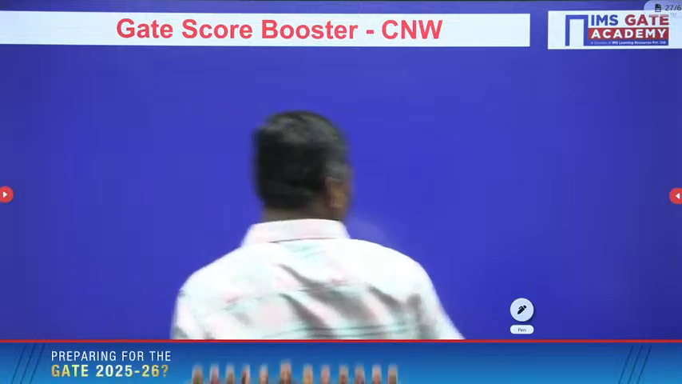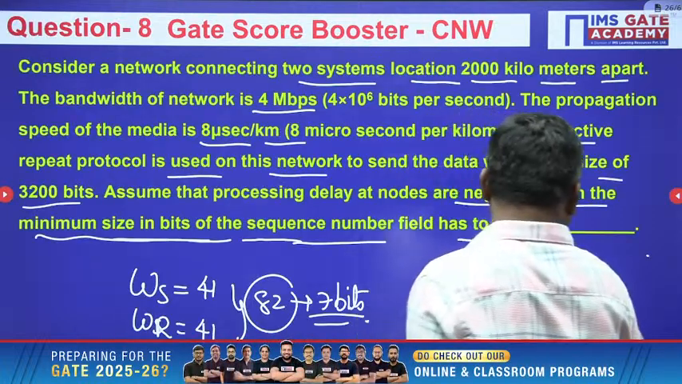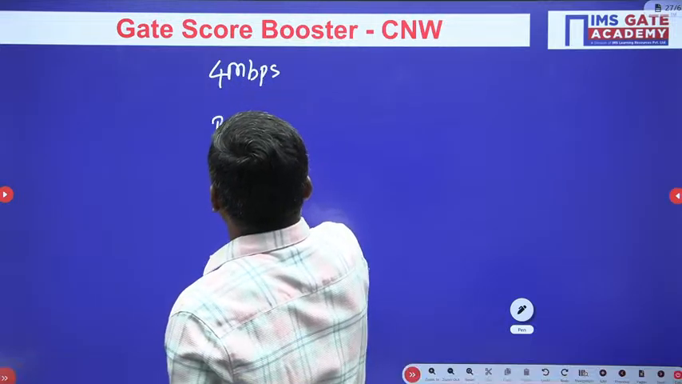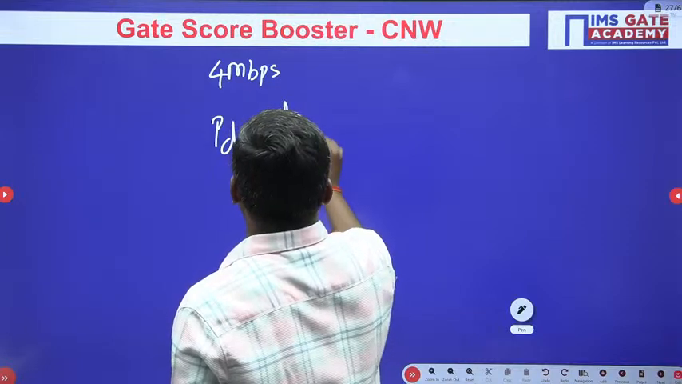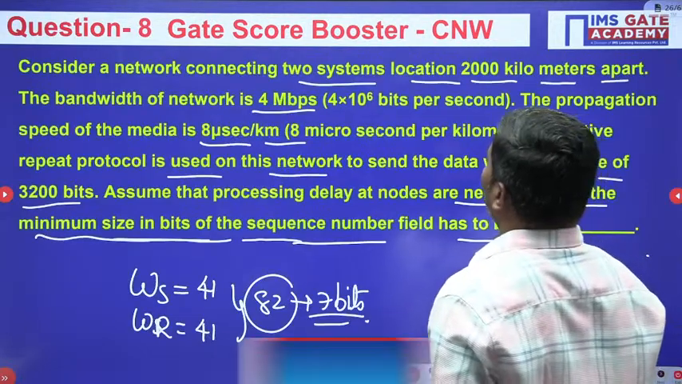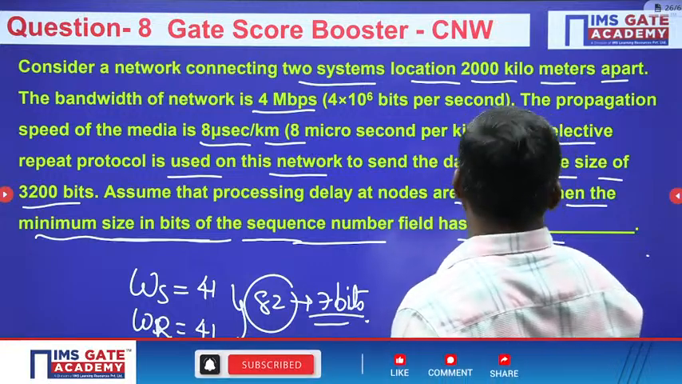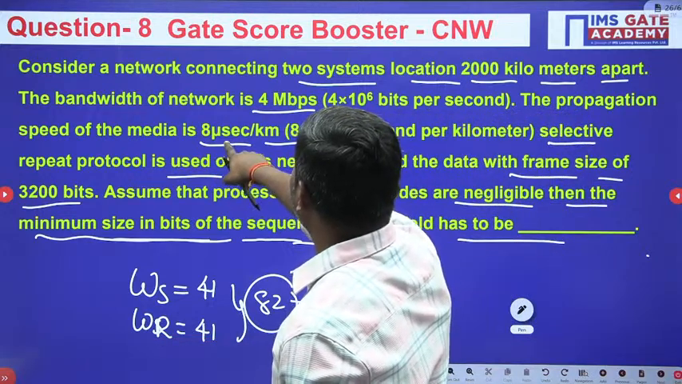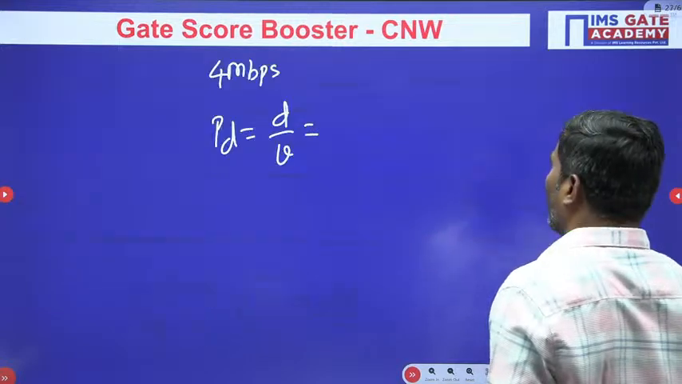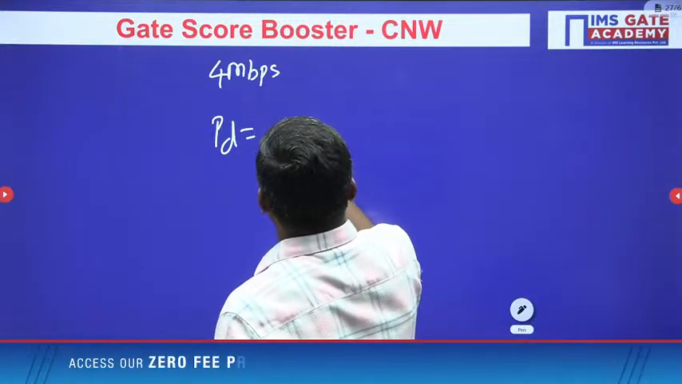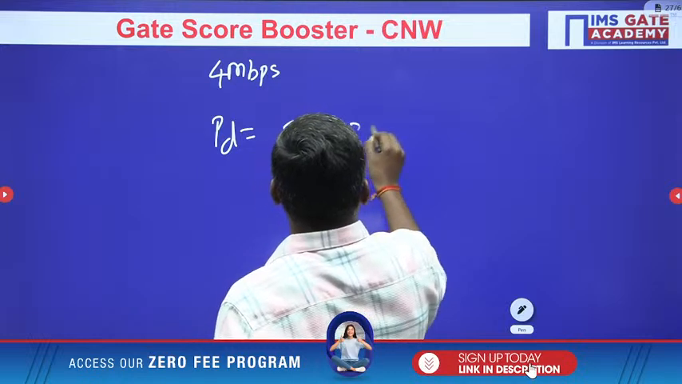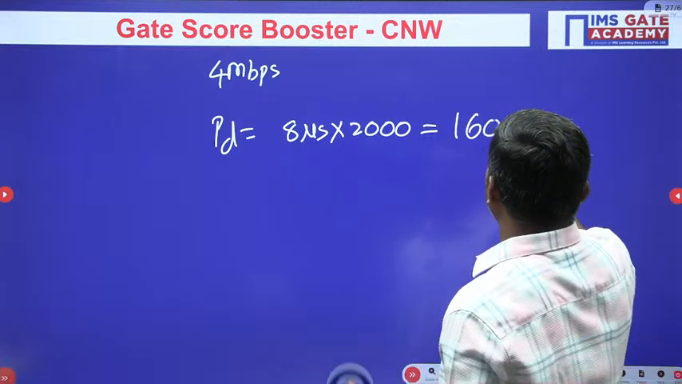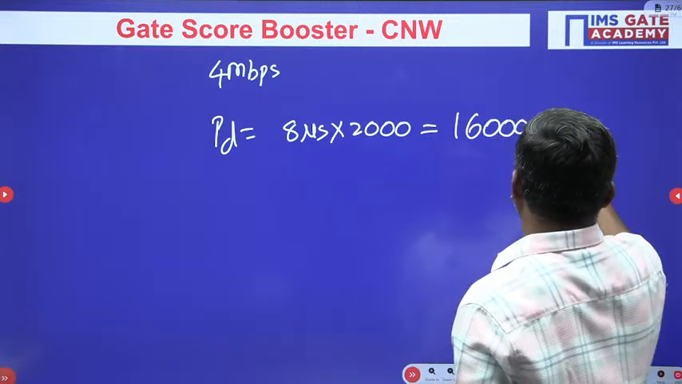Now see what bandwidth is given. 4 megabits per second is given. So what is the propagation delay? Distance by velocity I can take. The propagation speed is given as 8 microseconds per kilometer. There are 2000 kilometers, right? So 8 microseconds times 2000 kilometers gives 16,000 microseconds, correct?